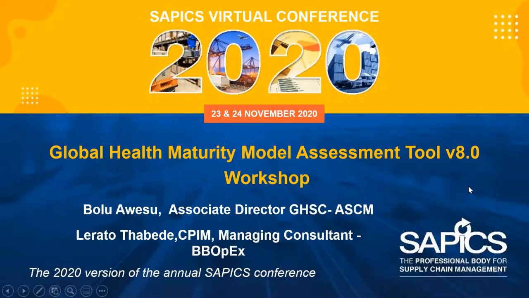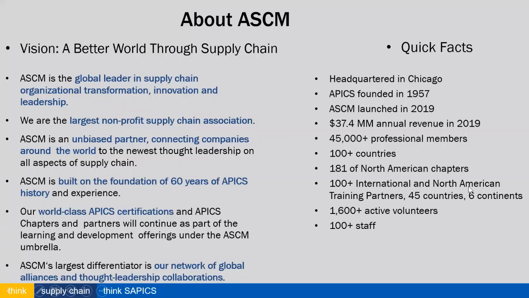Before then, I'll talk briefly about ASCM and what we stand to do. ASCM's vision is a better world through supply chain. And by this, we mean that the world can be better by improving our supply chain processes from across the world and being able to give more to the society. ASCM is a global leader in supply chain organizational transformation, innovation, and leadership. And we are the largest supply chain association right now. It's a non-profit organization, and we're an unbiased partner, connecting different companies around the world through our thought leadership programs in all aspects of supply chain.